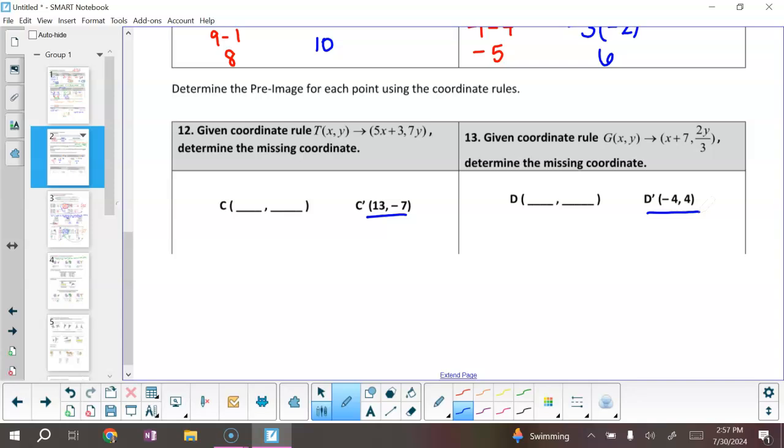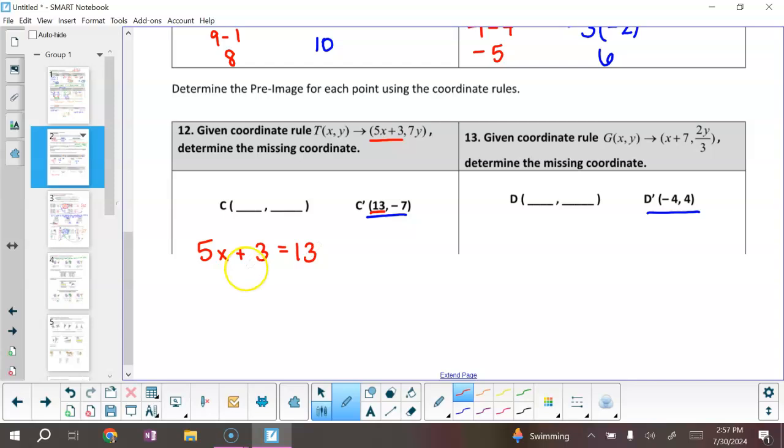So what we're going to do here is not plug in exactly. We're going to be setting our rules equal to the numbers that we have out here in our output. So up here in my rule it says 5x plus 3. We're going to set that equal to the 13. We're basically setting up equations like what we did on those functions on the previous page, and we're now going to solve for x. So we're trying to figure out where did the coordinate begin, and when I applied the rule to it, where did it go?